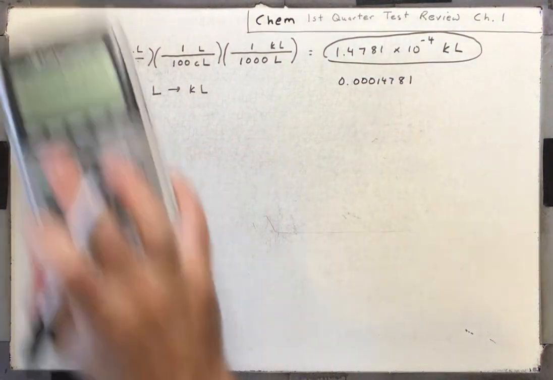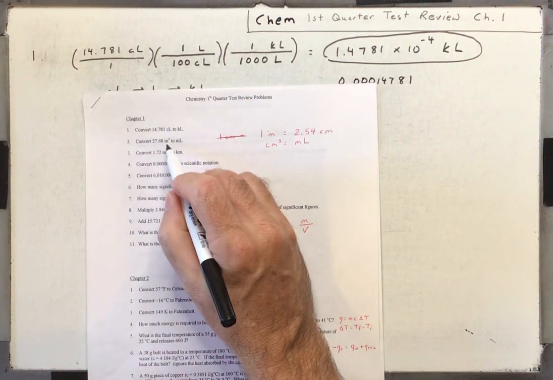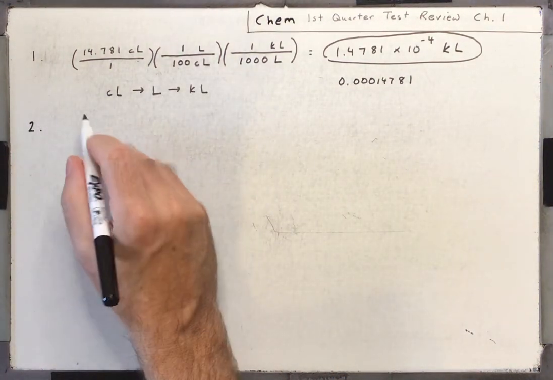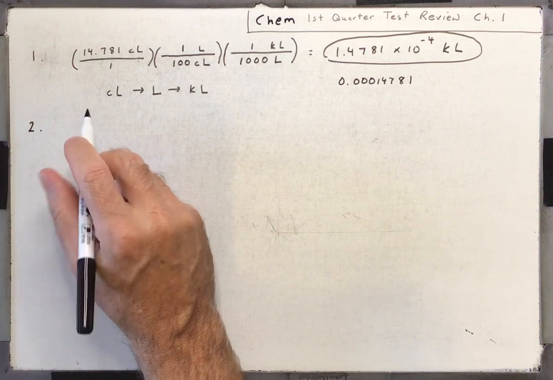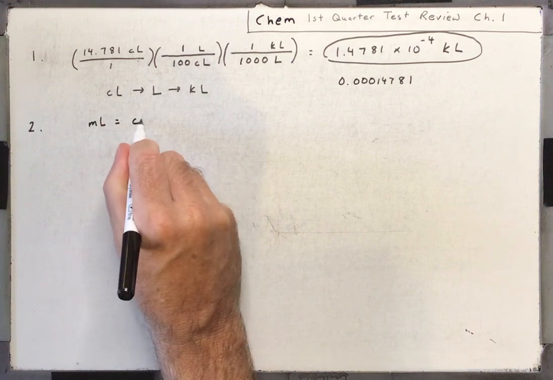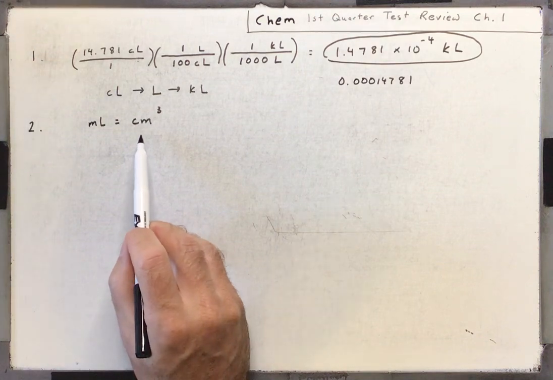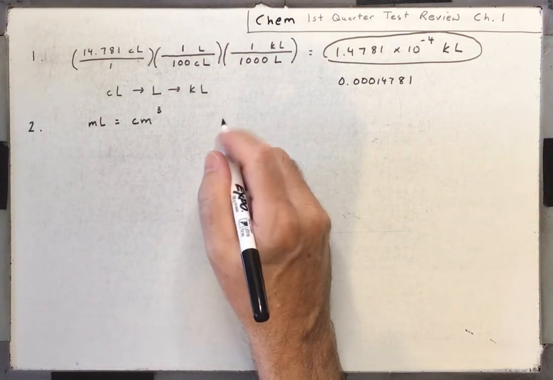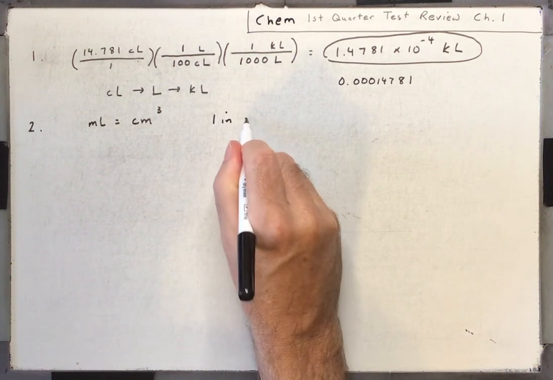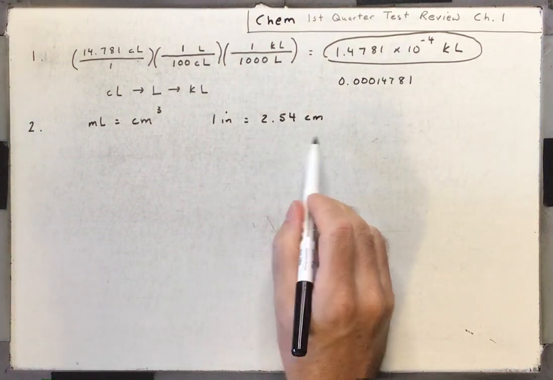All right, so let's take a look at number 2. Number 2 says convert 27.68 inches cubed to milliliters. Well, on this one, you have to remember that a milliliter is the same thing as a cubic centimeter. So if we can convert to cubic centimeters, then we know we have milliliters. Also, we know that 1 inch is equal to 2.54 centimeters. You do have to memorize that one for the test.